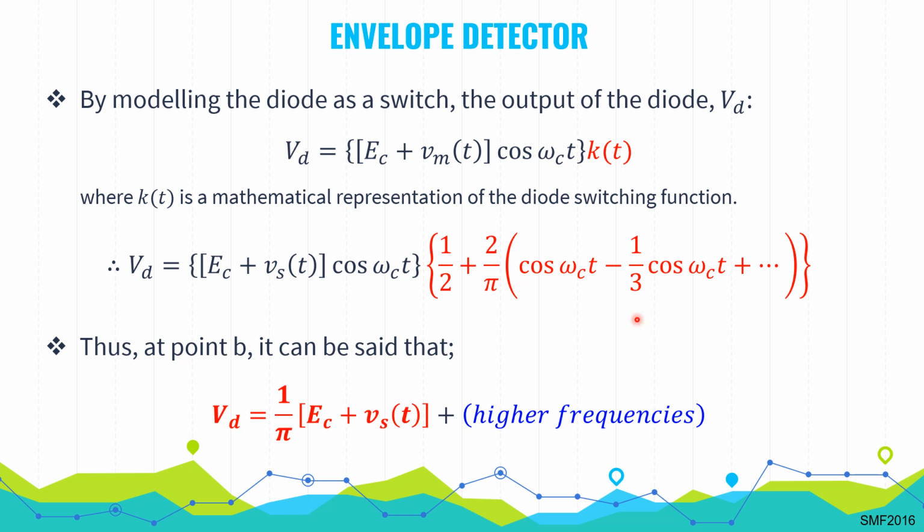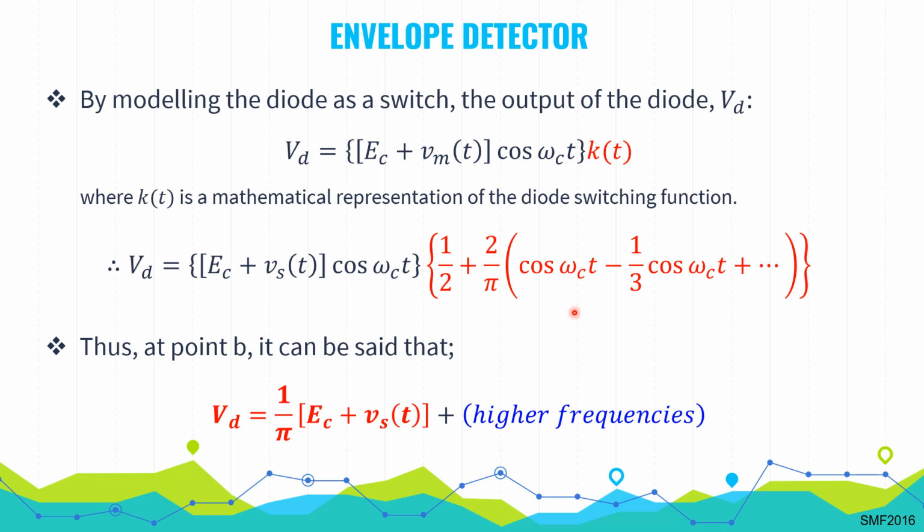To model the diode in the envelope detector, we can represent it as a switch. The output of the diode, V sub D, can be expressed as V sub D is equal to E sub C plus V sub M of t, all multiplied by cosine of omega sub C times t, all multiplied by K of t. Here, K of t is a mathematical representation of the diode switching function. Expanding this, we get V sub D is equal to E sub C plus V sub S of t, all multiplied by cosine of omega sub C times t, all multiplied by half plus 2 over pi times cosine of omega sub C times t minus 1/3 cosine of 3 omega sub C times t, and so on.